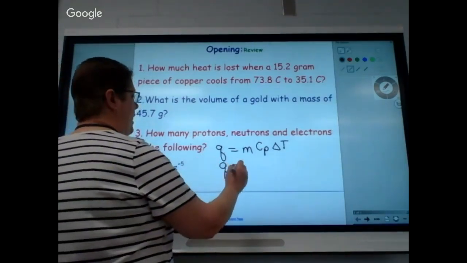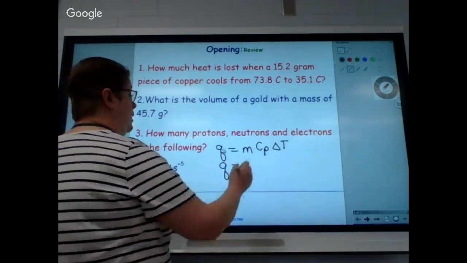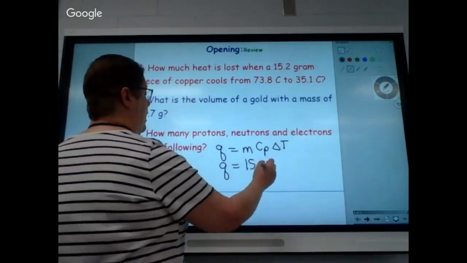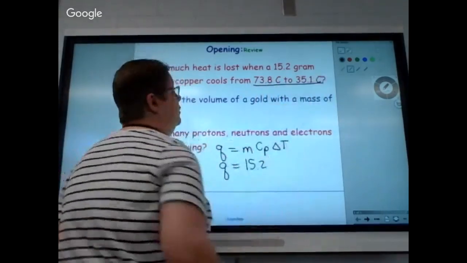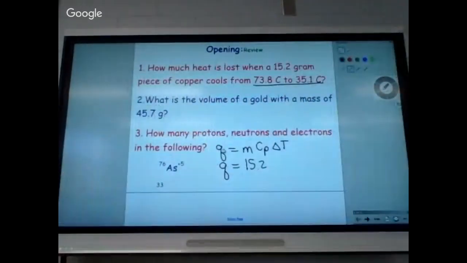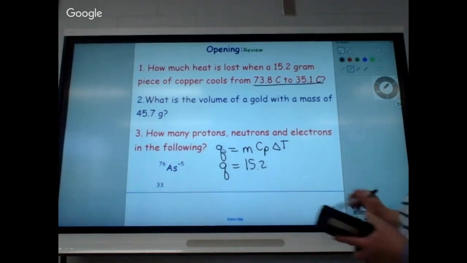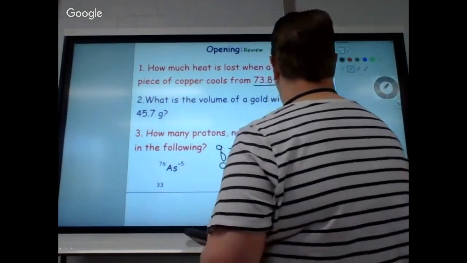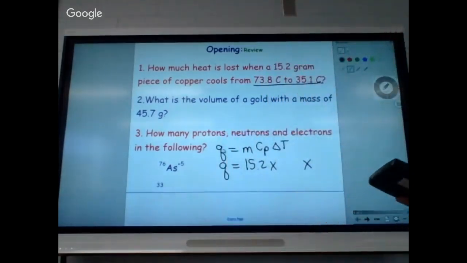All right, so what's the mass? 15.2. And what are these numbers? That's a change in temperature. Change in temperature. All right, so when you use those, what are you going to get? I got 37. All right, so 73.8 subtract 35.1. I got 38.7.